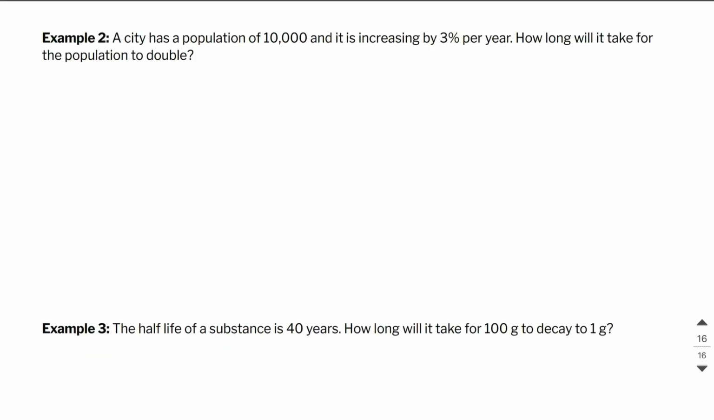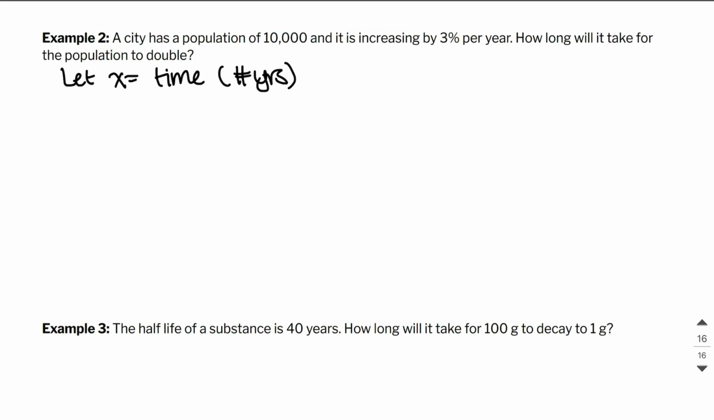Okay, so now we're going to put everything together. We're going to put together what we know about exponential functions, word problems, and then we're going to use logs now to help us solve these equations here. So in example 2, it says a city has a population of 10,000 and it's increasing by 3% per year. How long will it take for the population to double? So we need to have a let statement for the time. So we're going to say let the time equal x, and the time is measured in years.